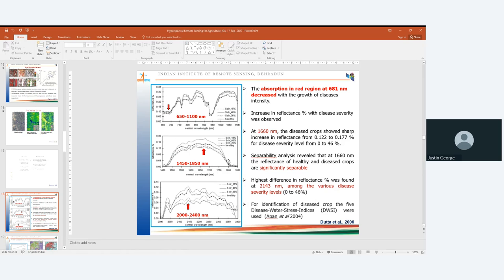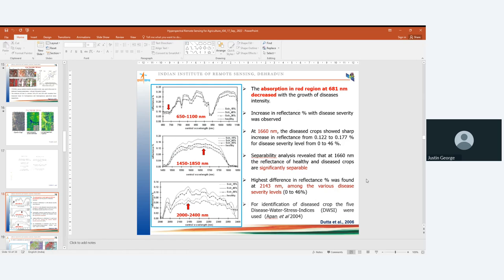So here you can see with the increase in disease, there is a drastic increase in reflectance values of the particular diseased crops. The separability analysis revealed that at around 1660 nanometer, the reflectance of the healthy and the diseased crops is significantly separable, whereas the highest difference in reflectance was found at 2143 nanometer among the various diseases.